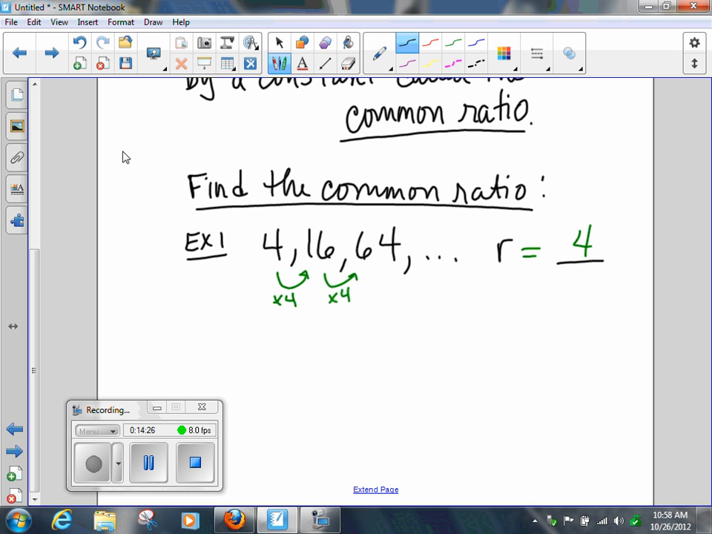Pardon me? No, it's like just multiplying a number. It's not exponents, because that's different. 4 times 4 is 16. 16 times 4 is 64. Okay? Look at this one. What are we going to multiply?